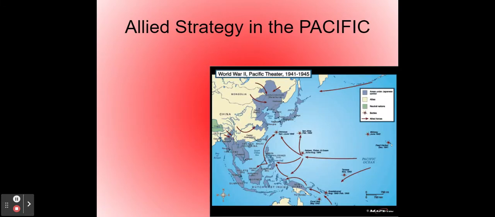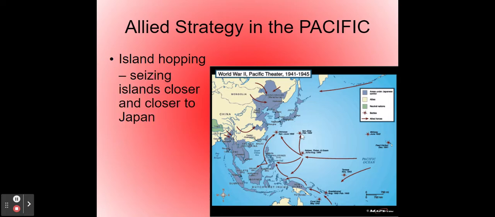Now, speaking of the Pacific, what is our strategy in the Pacific? It is something called island hopping. And island hopping is exactly what it says. We're going to start in Pearl Harbor, and from Pearl Harbor, we're going to use that as a base of operation, and we're going to hop from island to island to island. Like I said, island hopping is exactly what it says. We are going to seize islands moving closer and closer to Japan.